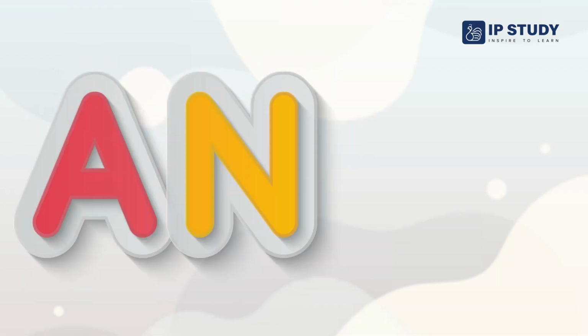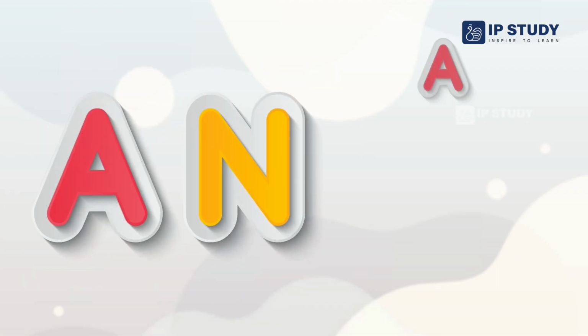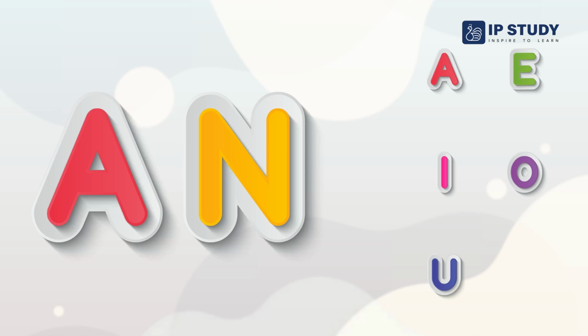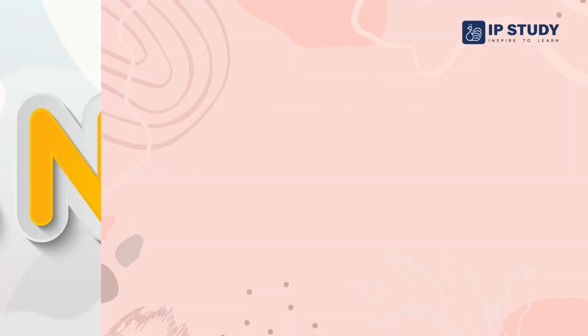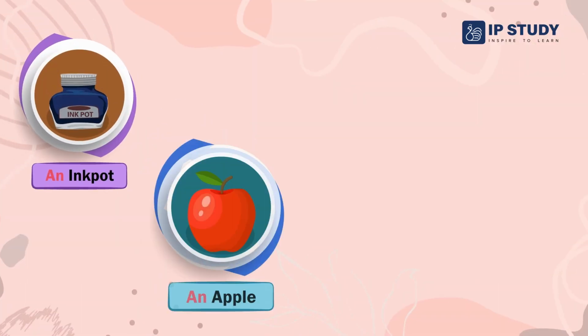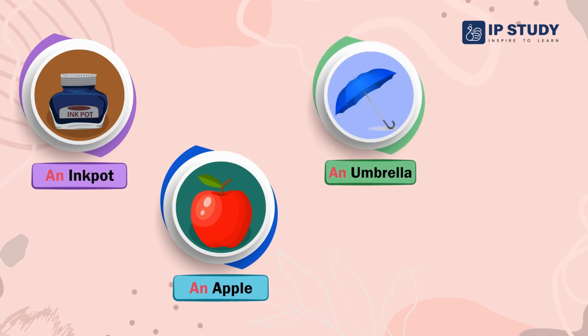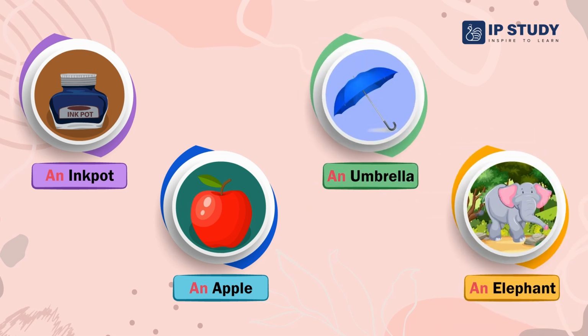Let's learn the use of an. An is used before the sound of vowels. For example, an ink pot, an apple, an umbrella, an elephant.